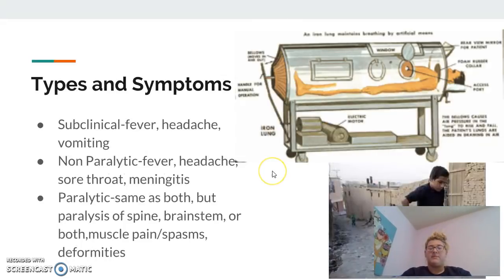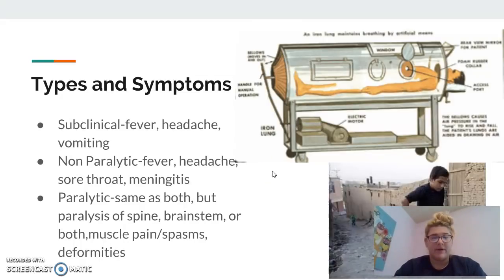Let's see. Okay. So someone who is infected with polio has the ability to get all three, or sorry, not all three, but these three options. There's subclinical polio, which would include a fever, headache, vomiting, maybe a sore throat, and it's not very serious. Most people who have subclinical are fine, and about 99% of people have either subclinical or non-paralytic polio. It's only 1% that actually do contract paralytic polio.